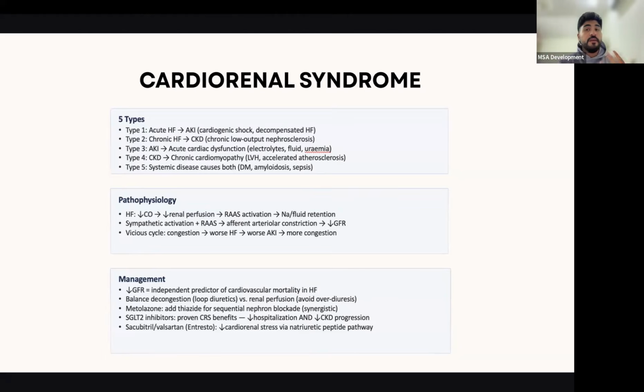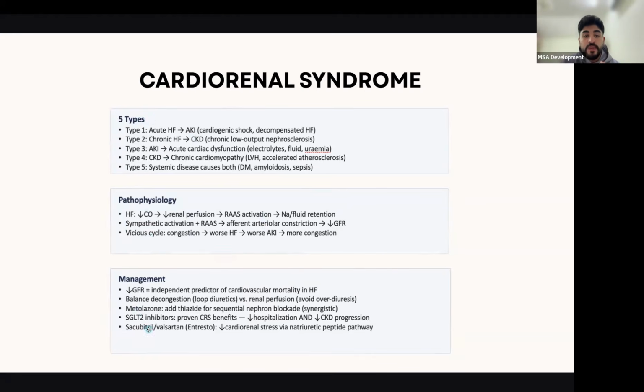Type 4, same thing, chronic kidney disease leading to your chronic cardiomyopathy, like having left ventricular hypertrophy or this sort of accelerated atherosclerosis. The last type is systemic disease that causes both, like diabetes, like amyloidosis, which will cause deposits in the heart, deposits in the kidney, or even sepsis. Okay, so basically, this is the pathophysiology that I just explained.